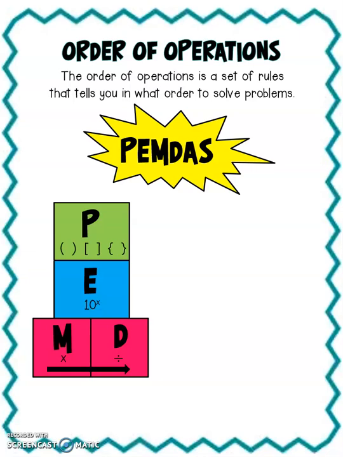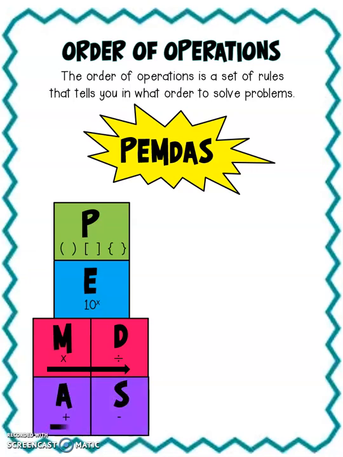You need to solve multiplication and division steps in the order they appear in the problem, moving from left to right. And I'll show you what I mean by that in one of our examples. The same thing is true for addition and subtraction. You solve these two operations in the order they show up, moving from left to right. So let's take a look at a couple examples.